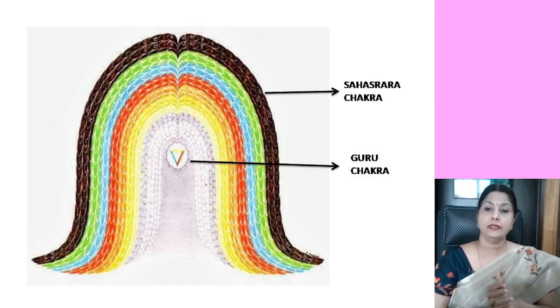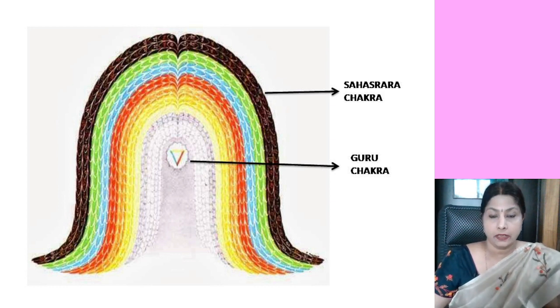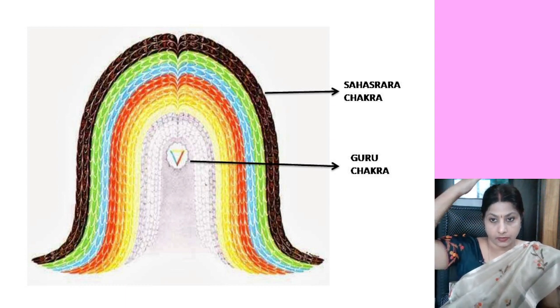The Sahasrara Chakra has three parts: the lower part where the Guru Chakra is, the middle part where the petals are, and the top part where the Parabindu is. If you look at the central part, you can see the Guru Chakra as a downward-faced triangle. This Guru Chakra is beyond the body of a person. It's over the head.